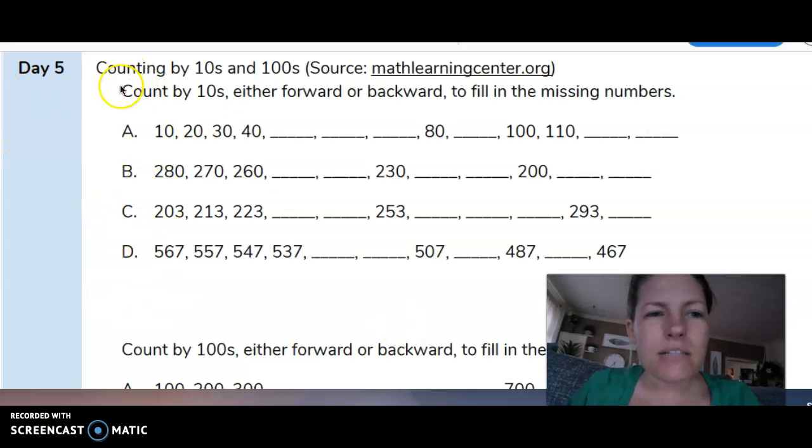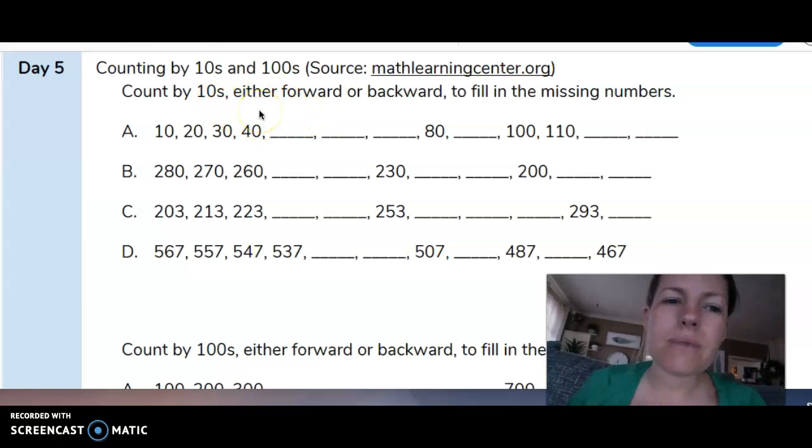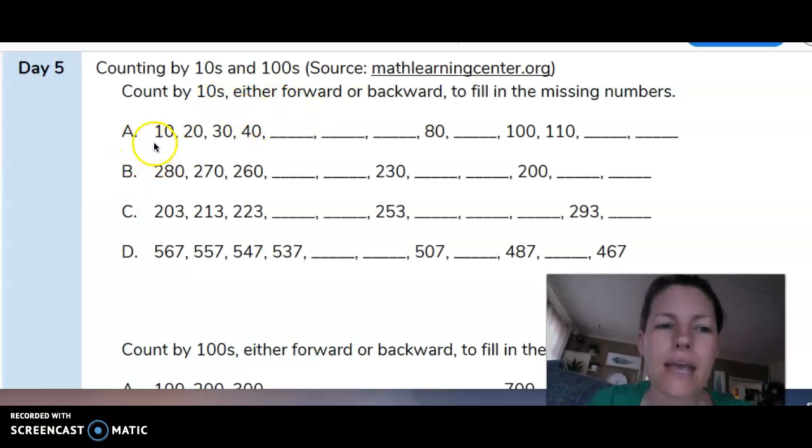As you can see on my screen, we are going to be counting by tens and hundreds today. Sometimes we're going to be counting forwards by tens and hundreds, and other times we'll be counting backwards by tens and hundreds. Let's get started with A.